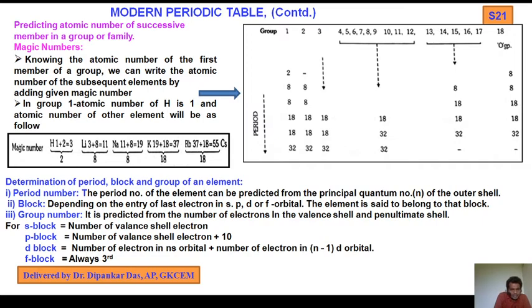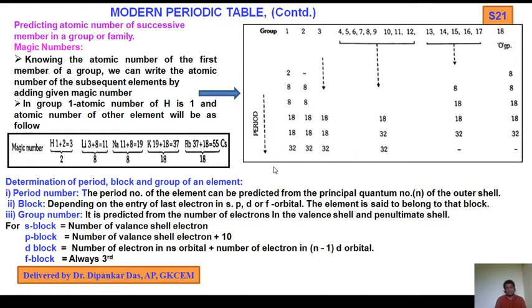Hydrogen 1, lithium 3, sodium 11, potassium 19, rubidium 37 and cesium 55. Understood, I think. Okay, so 2, 8, 8, 18, 18, 32. Look, 2, 8, 8, 18, 18, 32. Again you add 32, you get francium.